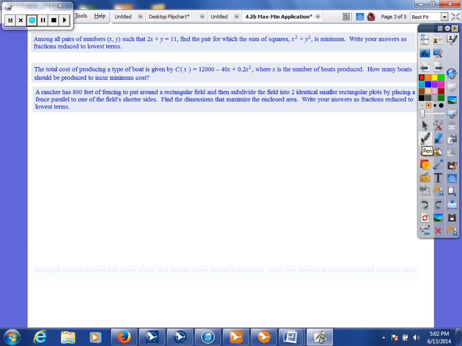The rancher has 800 feet of fencing to put around a rectangular field and then subdivide the field into 2 identical smaller rectangular plots by placing a fence parallel to one of the field's shorter sides. Woo! What's going on? Well, he's got a rectangular field, but he's going to put another fence right in the middle. So he's going to have 2 identical rectangular areas here.